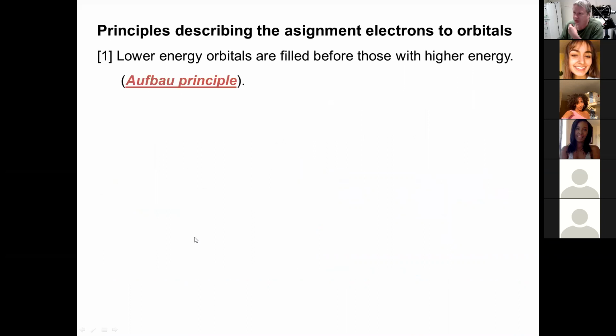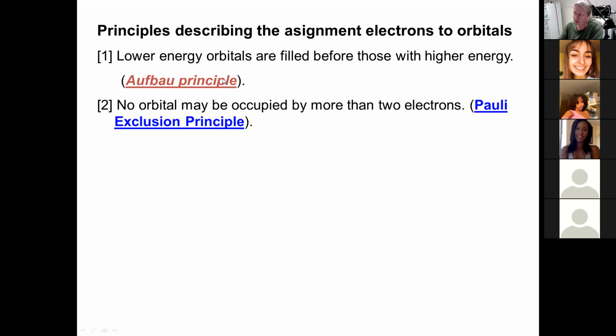Then we have a couple of principles you've learned in Gen Chem, on how to assign electrons to the orbitals. One is the Aufbau principle, which is that lower energy orbitals are filled before higher energy orbitals. That makes sense, right? Fill the lower energy before the higher energy, and we'll see this in a second. The other one is the Pauli exclusion principle: no orbital can be occupied by more than 2 electrons. You get 2 electrons total per orbital.